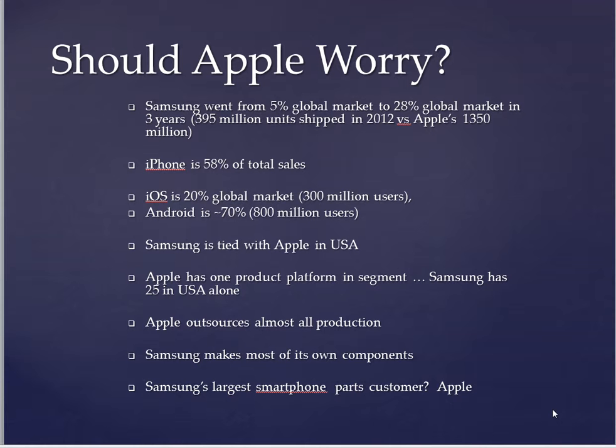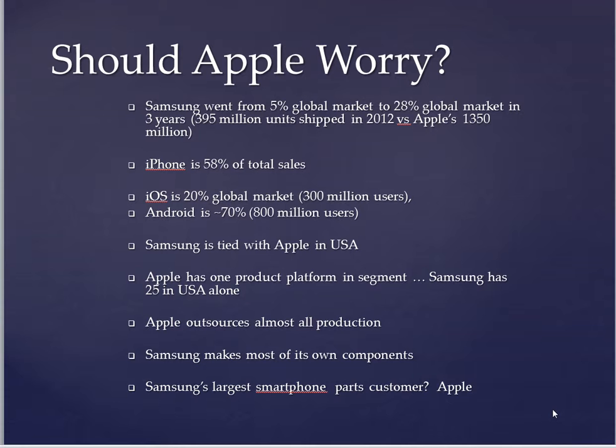And we really have two different product strategies. Apple has one product platform in each market segment, whether it be tablet, iPhone, iPod. Samsung is competing in the smartphone market. In the USA alone, it has 25 different products. It's shaping itself to better suit and deliver value into each market segment it addresses.